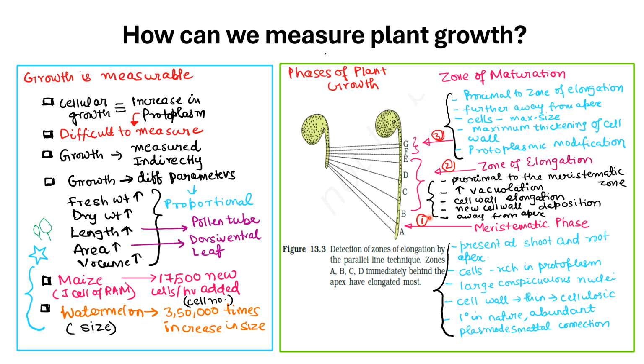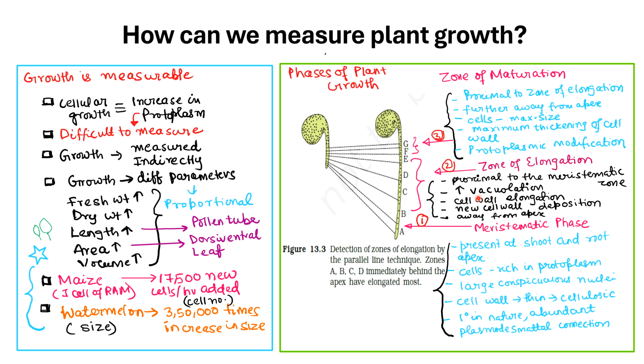The characteristics of the zone of elongation are that the cells will be very elongated because they are trying to get bigger in length. That's why we will have elongated cells. There will be new cell wall formation and deposition of new cell wall material, and also we will get abundant vacuolation, or increased vacuolation.